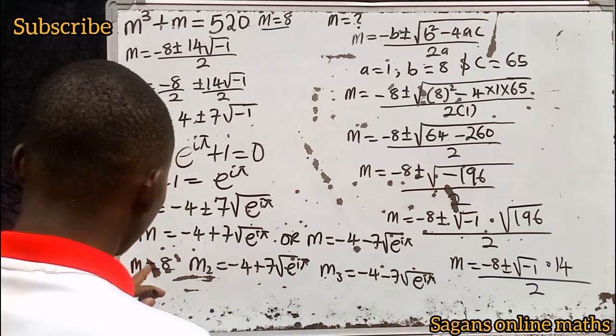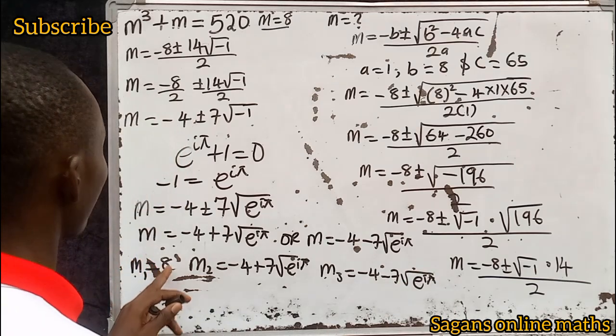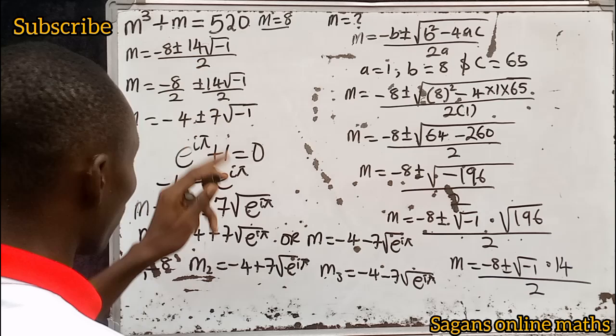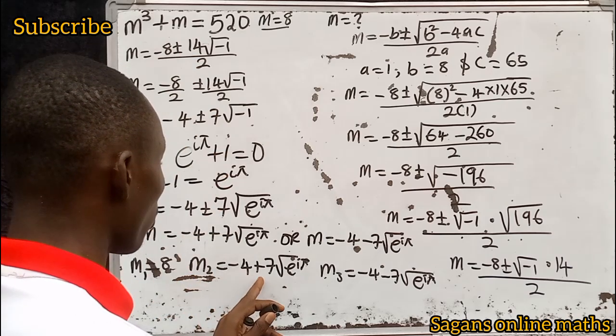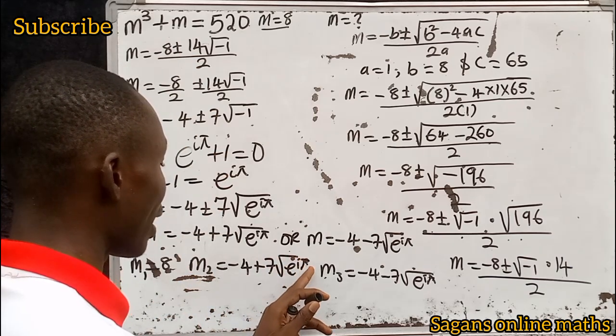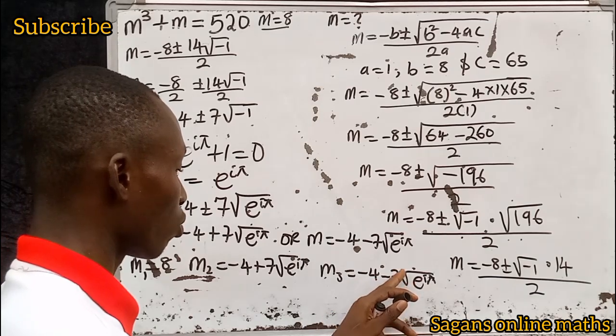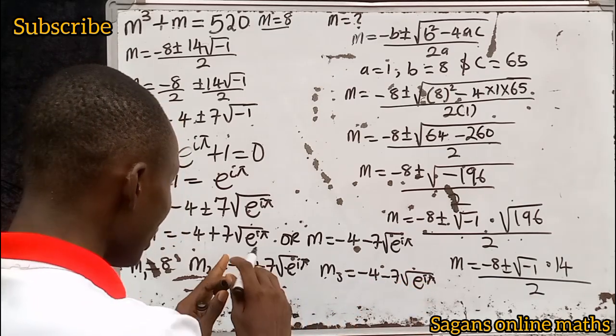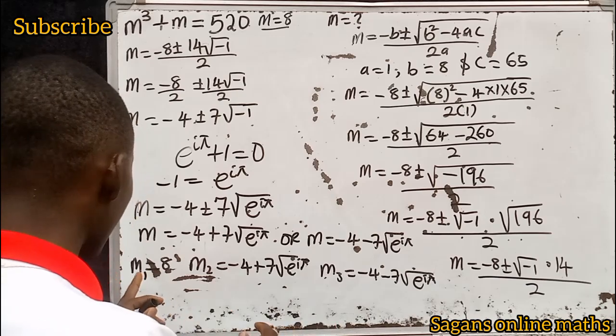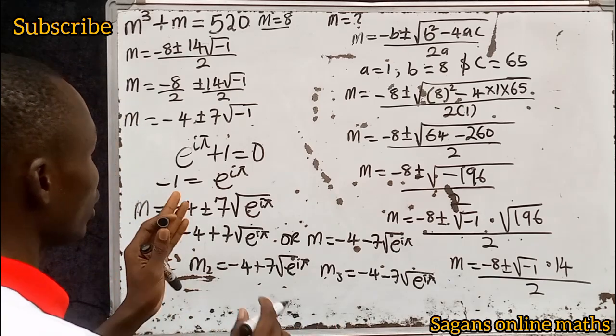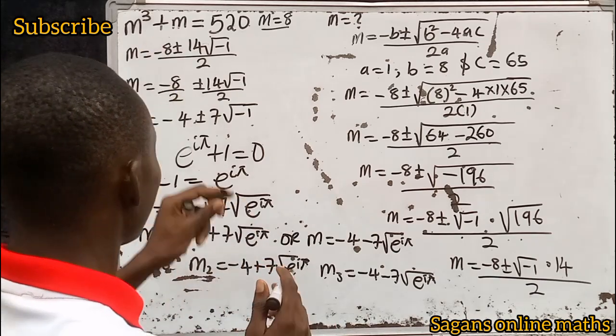Now m equal to 8 is the real solution that satisfies this equation. But what about when m is equal to minus 4 plus or minus 7 e to the power of i pi? These are complex solutions, but m equal to 8 is the only real solution that satisfies this equation.